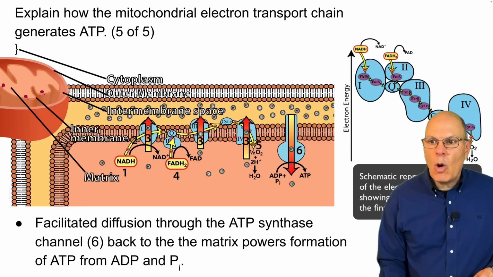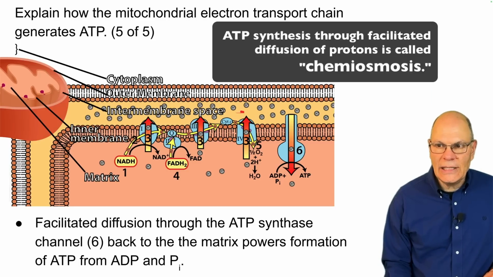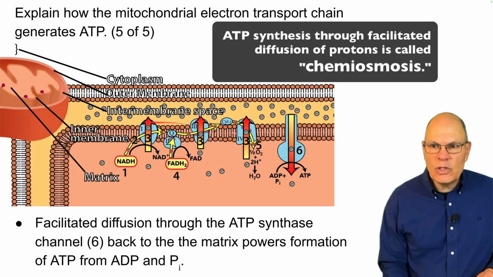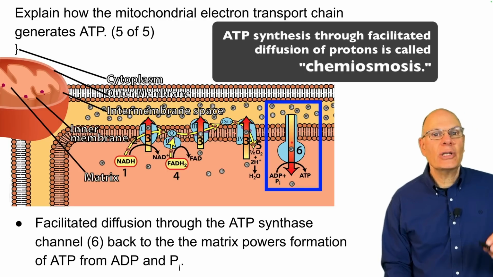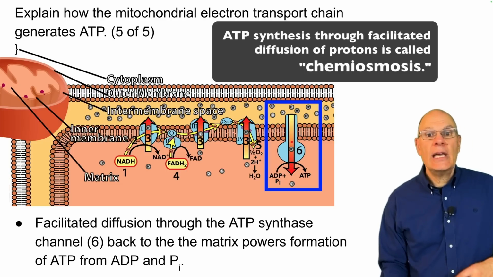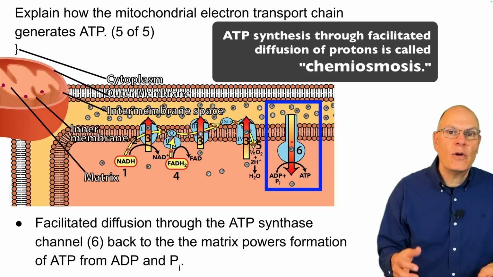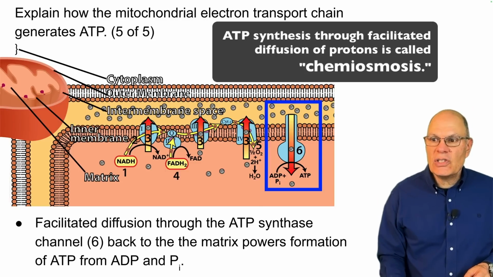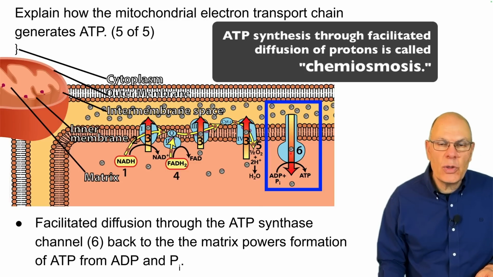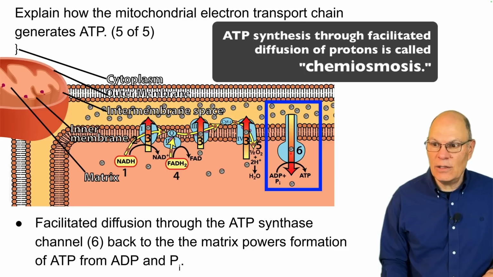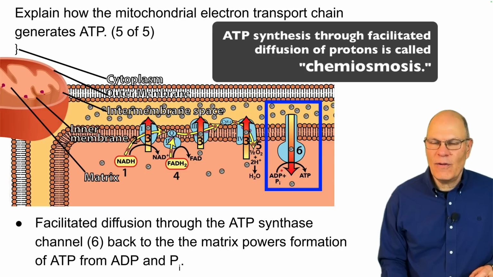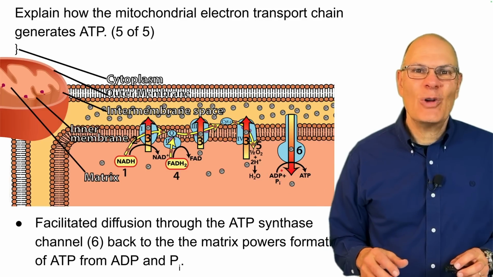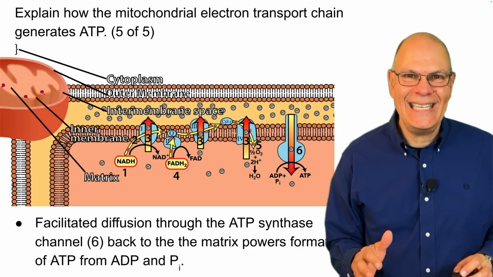Now, all of these protons have been accumulated here. They can't diffuse through any part of the inner membrane except through one channel. That's called ATP synthase. It's the same that we discussed when we discussed photosynthesis. It's a channel and it's an enzyme. As protons diffuse through, so that's diffusion, it's facilitated diffusion, their kinetic energy is used to create ATP from ADP and phosphate. That's how the electron transport chain generates ATP.